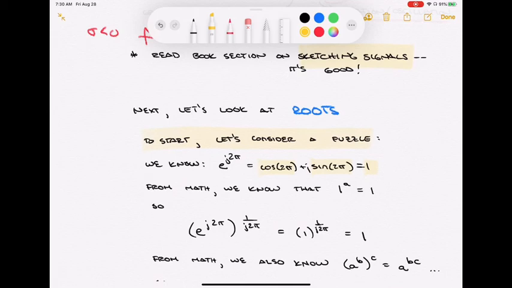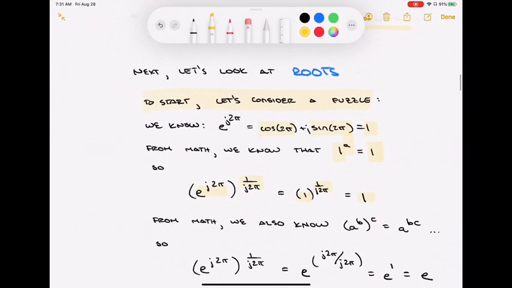From math, we know that 1 raised to any power is just equal to 1. That's a rule of exponentiation. So I'm going to look at a quantity here. I'm going to look at e to the j2π, and I'm going to raise it to a very strange exponent, a 1 over j2π exponent. Because e to the j2π is 1, I'm going to get 1 raised to something, and we know from that math fact that 1 raised to anything is just 1, so I should get 1 out of that.